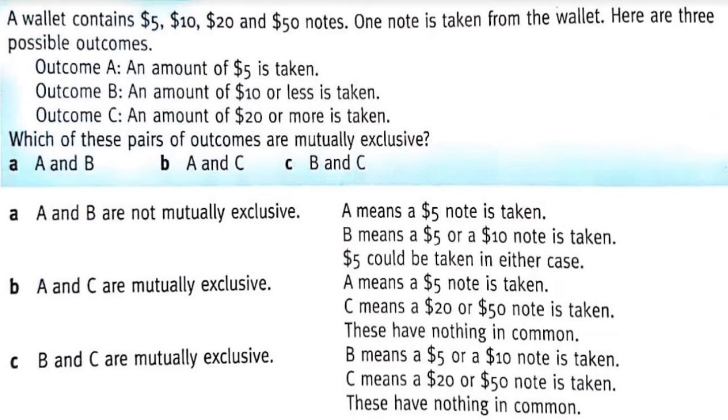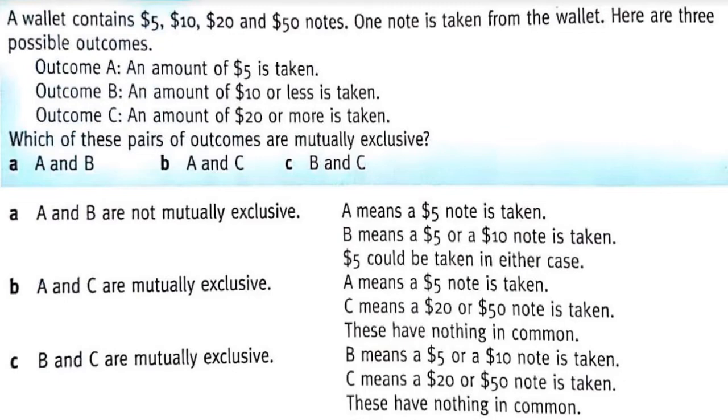Here we have another example. A wallet contains $5, $10, $20, and $50 notes. One note is taken from the wallet. Here are three possible outcomes. A, an amount of $5 is taken. B, an amount of $10 or less is taken. C, an amount of $20 or more is taken. Which of these pairs of outcomes are mutually exclusive? A and B, A and C, B and C.